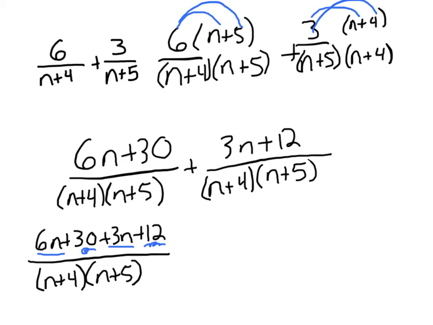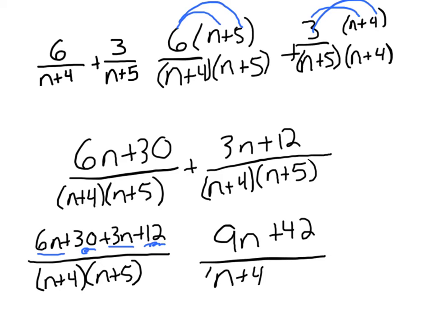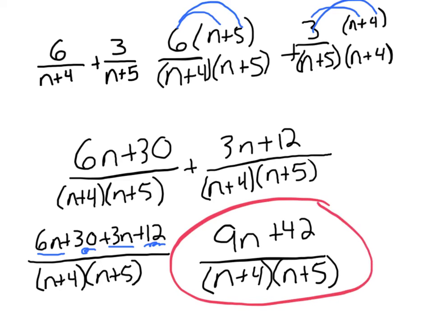6n plus 3n gives me 9n. And then 30 plus 12 would give me 42. Plus 42, all over n plus 4 times n plus 5. And that one is my answer.